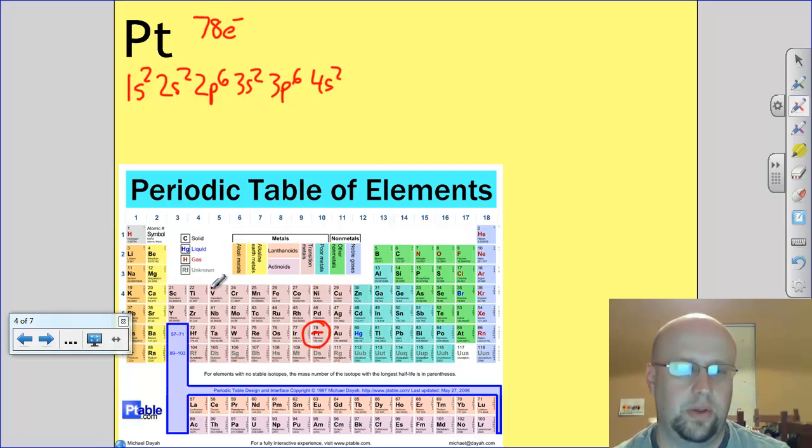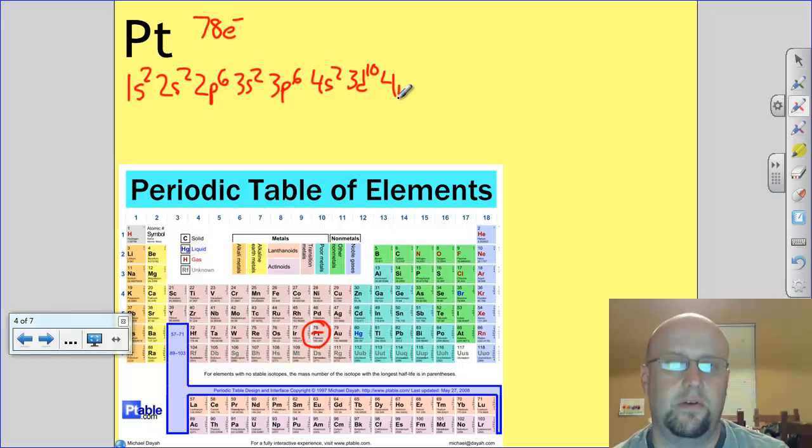2, 3d10. Now, how do I know that I keep going to 10? Well, because 3d10 ends at 30 and I need to go down to 78, so I got a ways to go yet. So 3d10, 4p6, okay, so 4p6, come back to 5s.